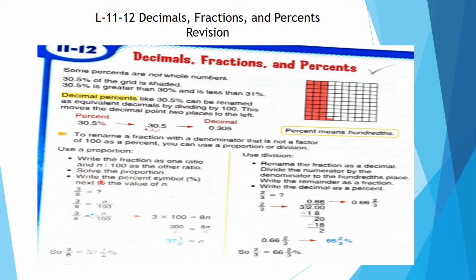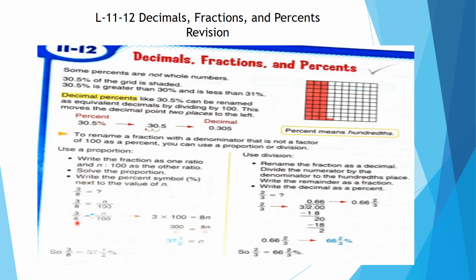There are two methods: one method is using a proportion, the other method is using a division. If a fraction is given and you convert it into a percent, then you can see 3 by 8. 3 by 8 and n by 100.